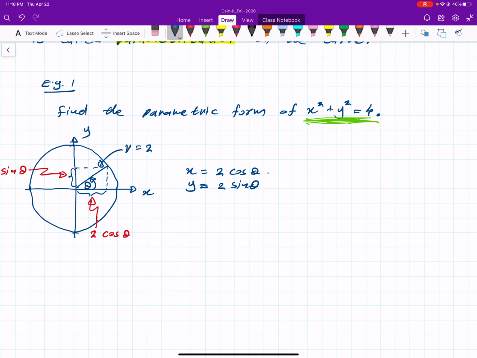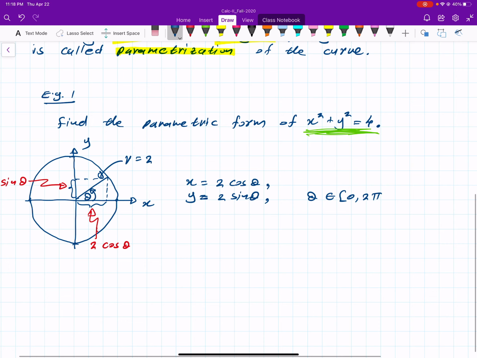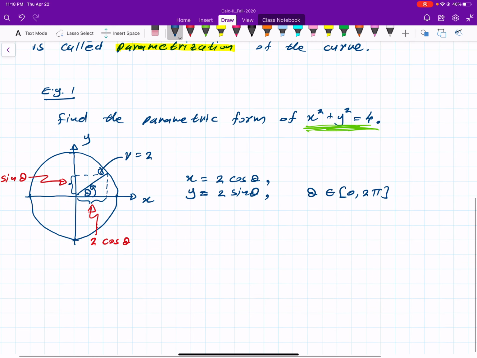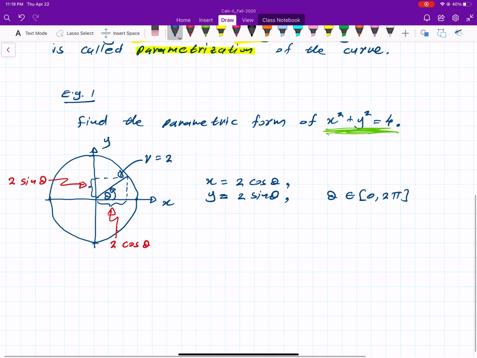Now you have to write the range of the parameter, the domain of the parameter. How does theta vary? When you make one circle, when the point is here, theta is 0, and then theta increases: 180, 270, finally 360, that means 2 pi. So theta varies from 0 to 2 pi. This is the parametric form of this circle. Let's move to the next example.